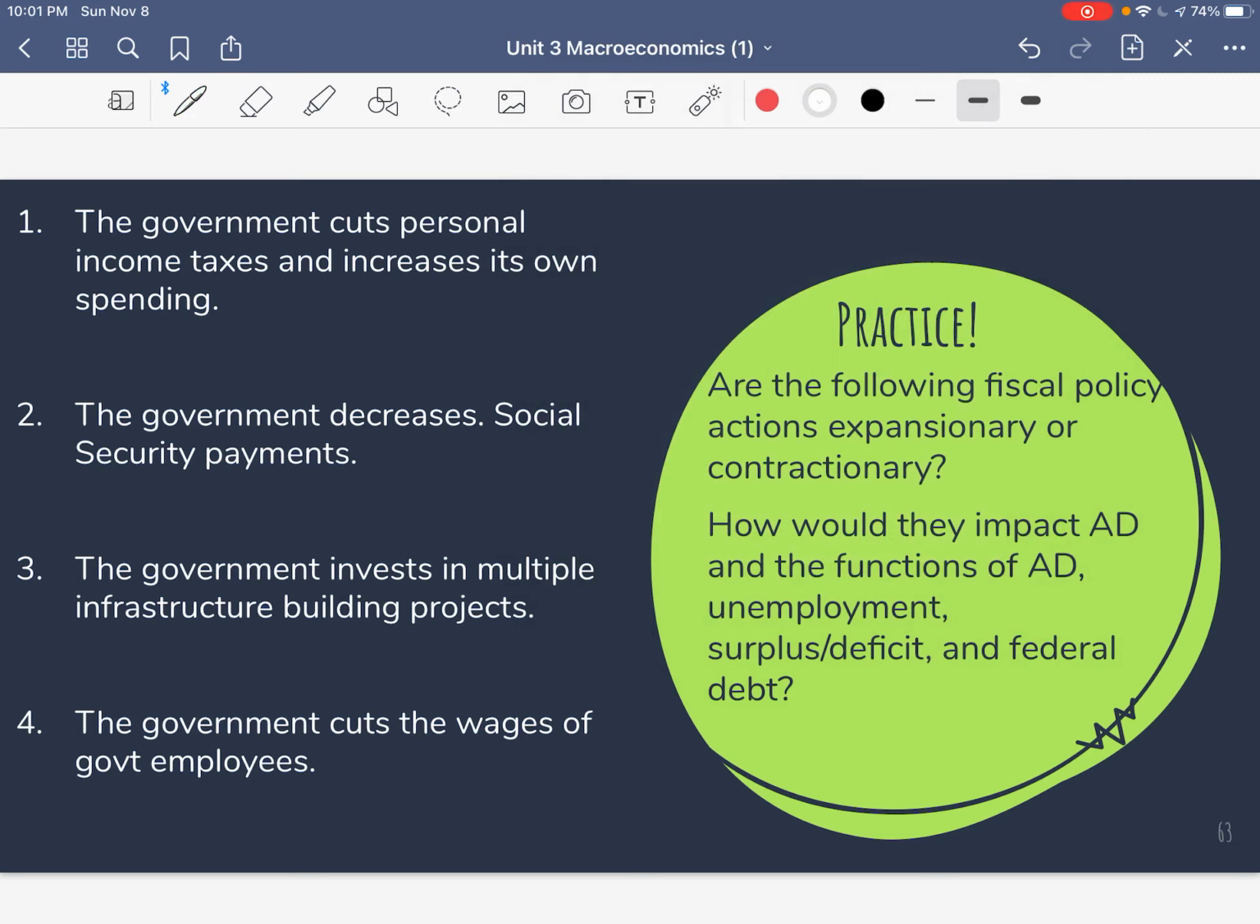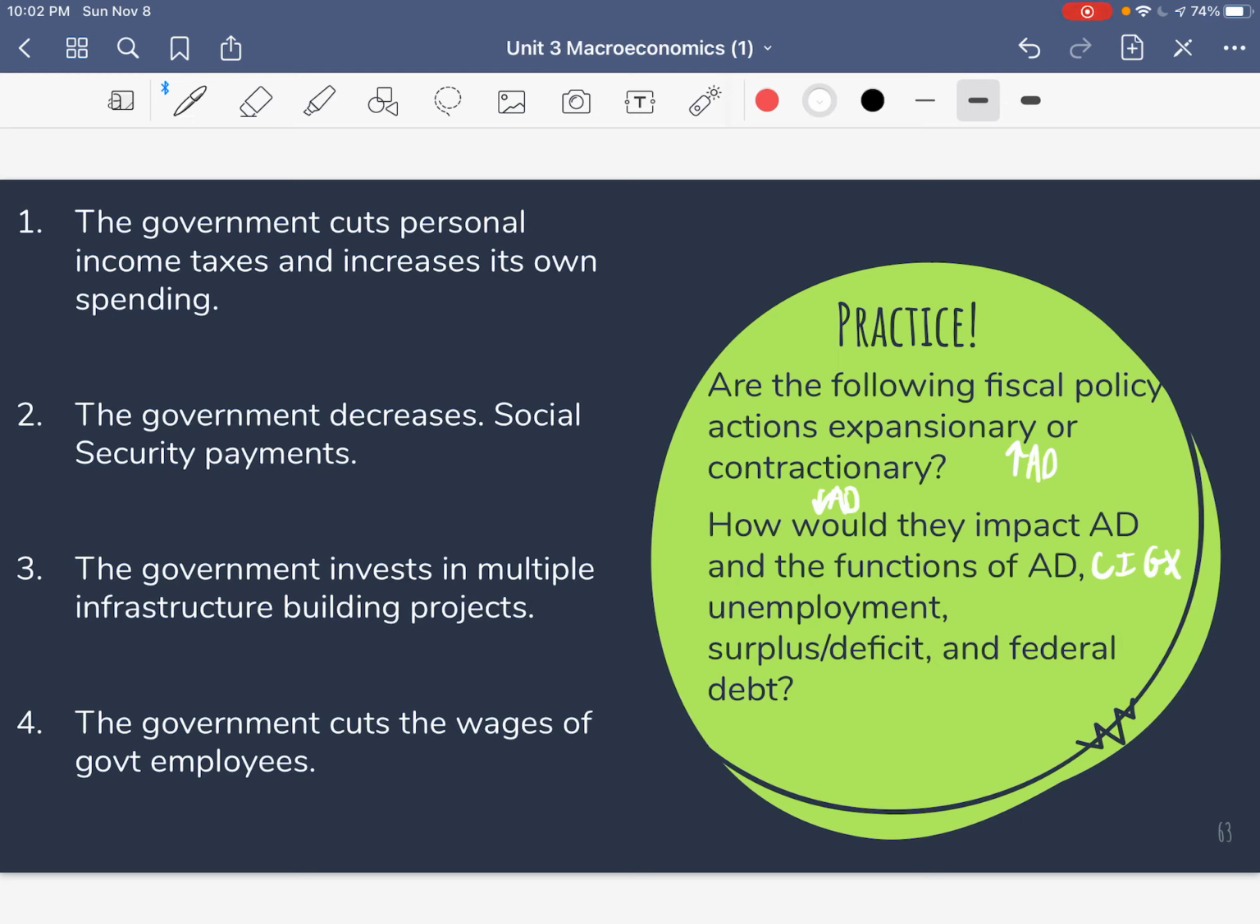So let's take a look at an example here. So the government, first, are the following fiscal policy actions expansionary? Are we trying to increase AD? Expansionary would be increase AD, or contractionary would be decrease AD, okay? And how would they impact AD and the functions of AD? This is C, I, G, and X. Unemployment, surplus, deficit, and the federal debt. Oh my goodness, we have so many things to think about.